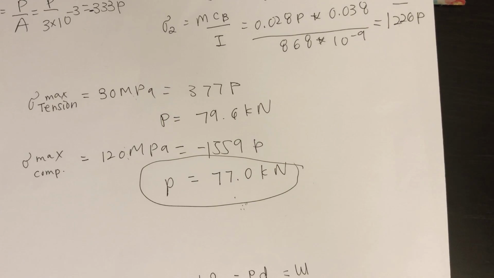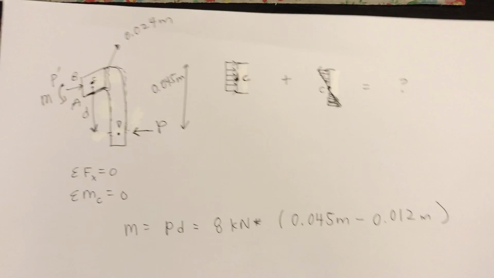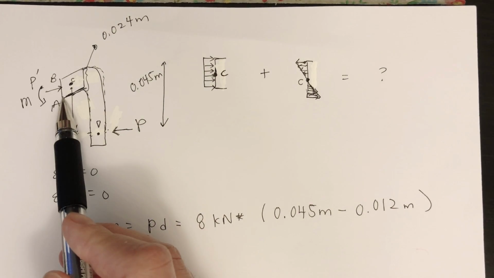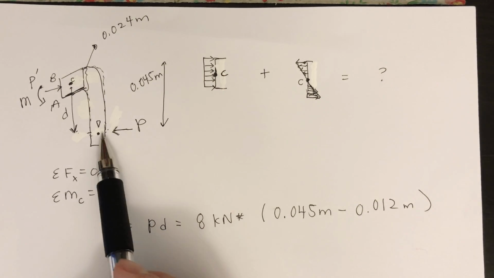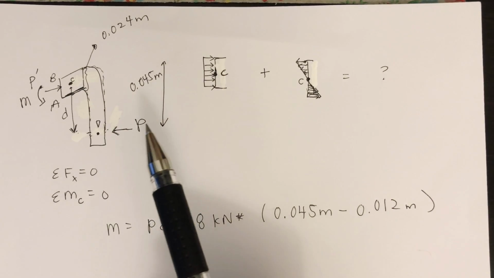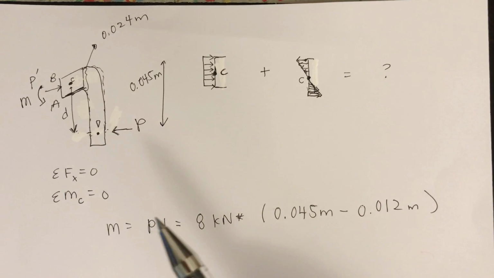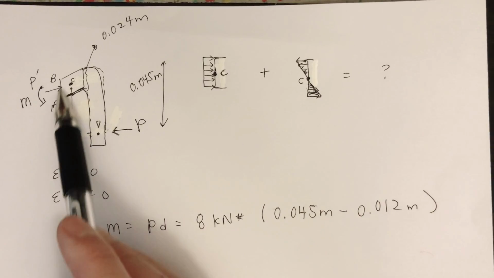Now last bit, problem 4.101. Knowing the magnitude of horizontal force P is 8 kilonewtons, determine the stress at point A and point B. So we want to take a cut at point A and B, and there's a load here, and it's an eccentric load. So I'm going to take a cut here.